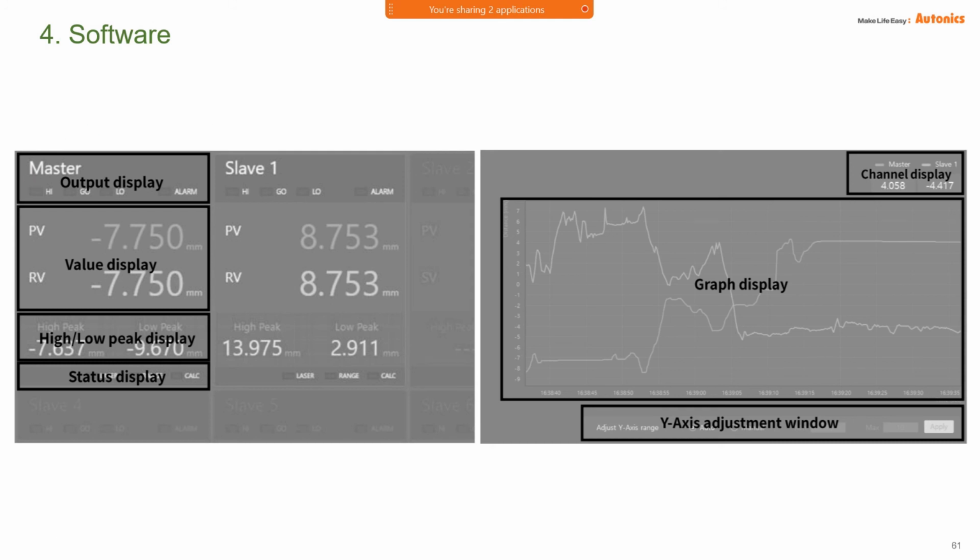Okay, if you choose a view to display, we show the output display, the current PV and RV, and then the high and low peak, also the status display. Also you can view the graph from the software.